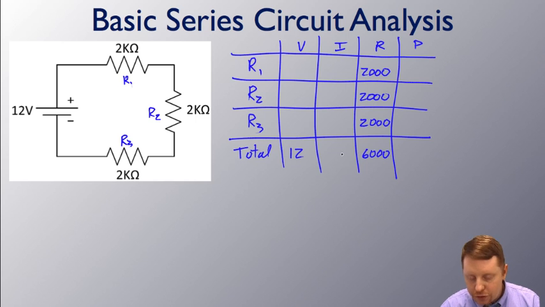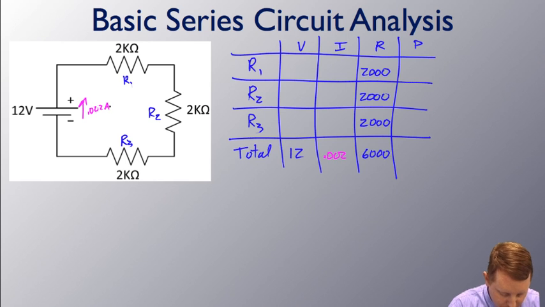Well, now that I know 2 things in any row, I can always solve for the other 2. If I want the current, I, that's just V over R by Ohm's law. That's going to be 0.002 amps. So I must have 0.002 amps going through that element. But because it's a series circuit, whatever enters any element must leave that element. We only have one path. All of my currents must be 0.002.